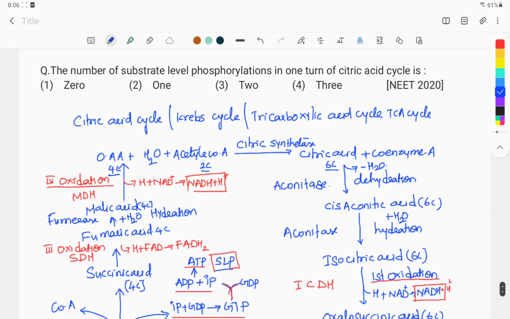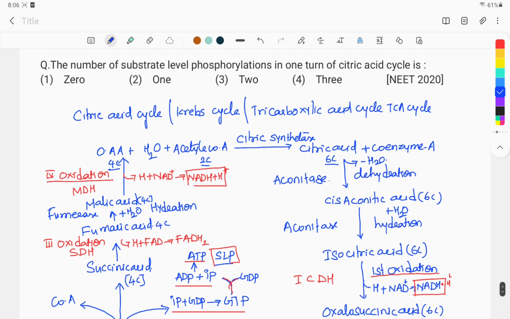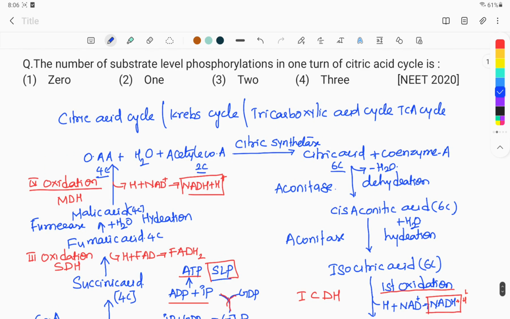So I think you have understood. He is asking the number of substrate level phosphorylations in one turn of the citric acid cycle. So we are looking at one turn of the citric acid cycle. In one turn, only 1 ATP is formed in this reaction. So the answer is absolutely the second option. So this is one kind of question that is asked on metabolism, that is the citric acid cycle.